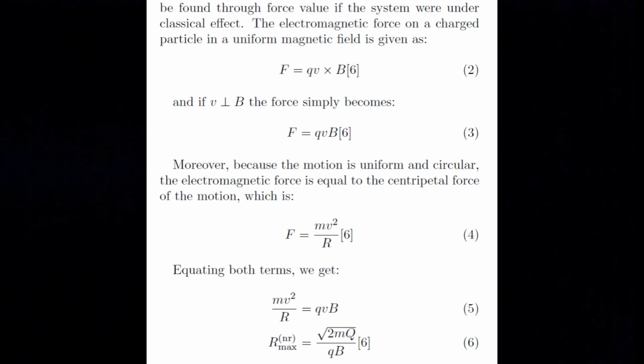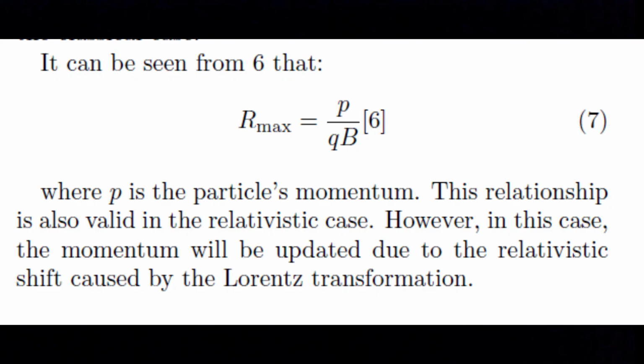First, let me explain the theory. We start by equating the centripetal force and the magnetic Lorentz force acting on the particle. This gives us the basic formula for circular motion in equation 5. The expression for the radius is given in equation 6, where the radius depends on the kinetic energy Q and magnetic field B. With some simplification, we arrive at equation 7, which expresses radius in terms of momentum.